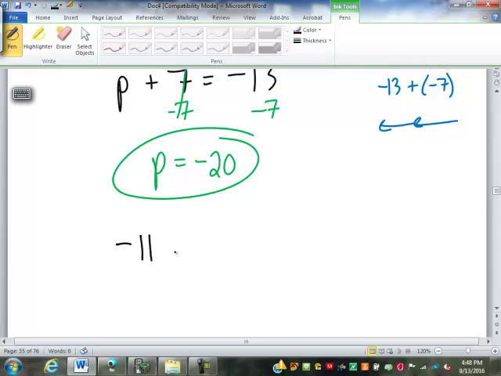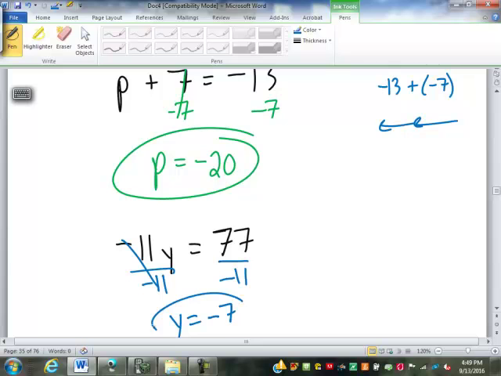Or we might have negative 11 y equals 77. What am I going to do there? Not plus, but divide by a negative 11. Good. It's negative 11 times y, so to get rid of it, I have to divide by a negative 11. So y equals 77 divided by negative 11. Negative 7. I think you guys got those down.